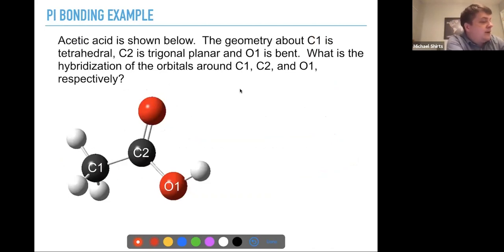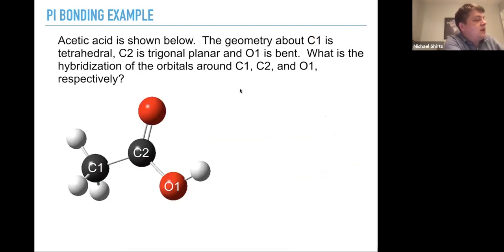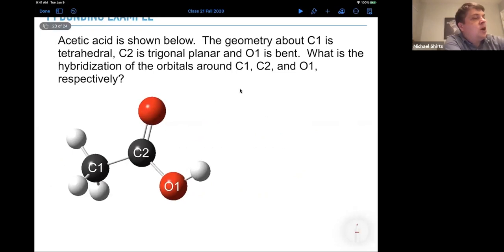C2 is trigonal planar, and O1 is bent. What is the hybridization of the orbitals around C1, C2, and O1 respectively? Okay, so if C1 is tetrahedral, then it has to have sp3 hybridization. Otherwise, if it wasn't tetrahedral, it wouldn't have sp3 hybridization.